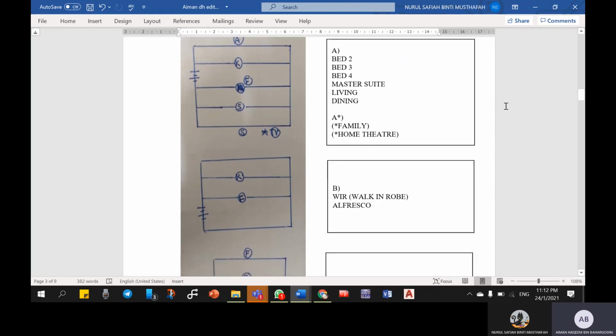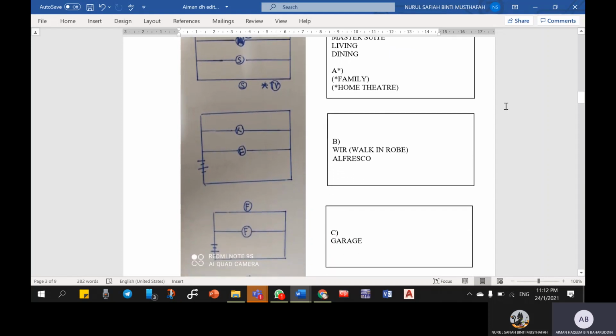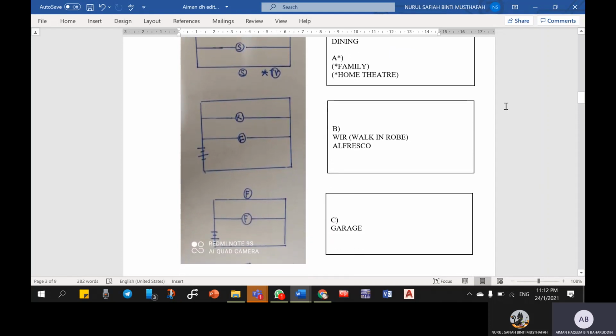In B, there are the walk-in robe and also the alfresco. Circuit C consists of 2 fluorescent lamps, which are in the garage.